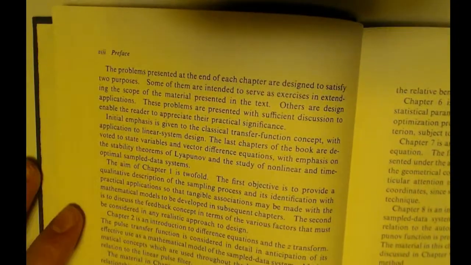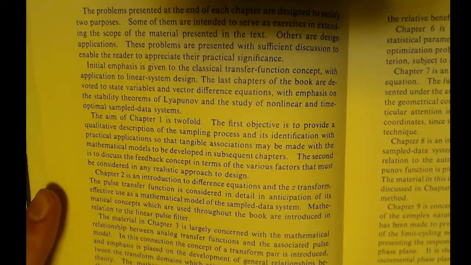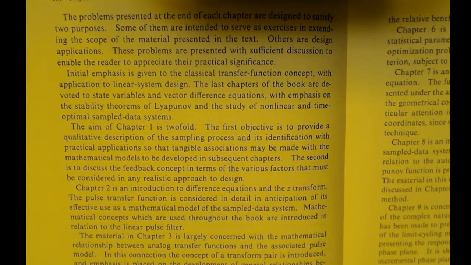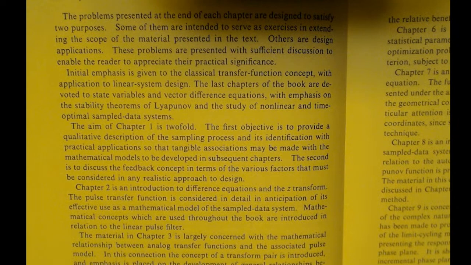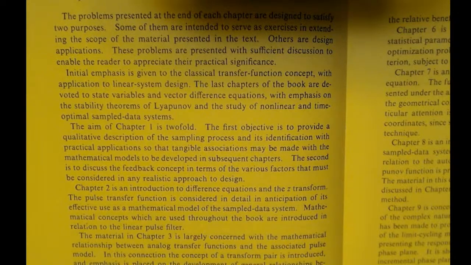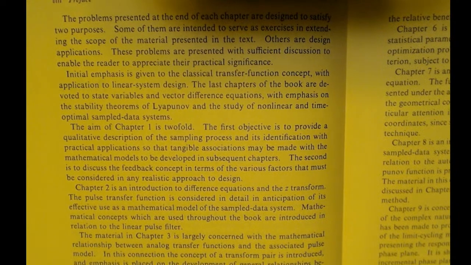With that story time over, let's start taking a look. I guess I could take a quick skim here. The aim of Chapter 1 is twofold. The first objective is to provide a description of the sampling process and its identification with practical applications so that tangible associations may be made with the mathematical models to be developed in subsequent chapters. Second is to discuss the feedback concept in terms of the various factors that must be considered in any realistic approach to design. Okay, so Chapter 1 is just fluff.